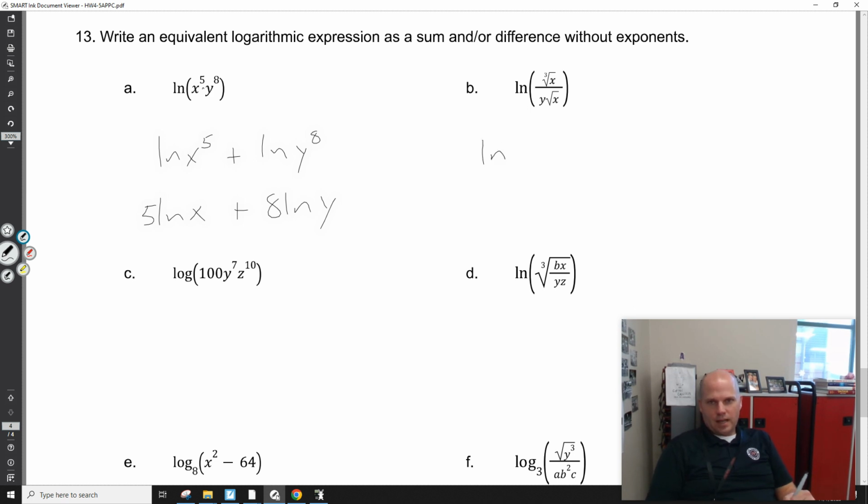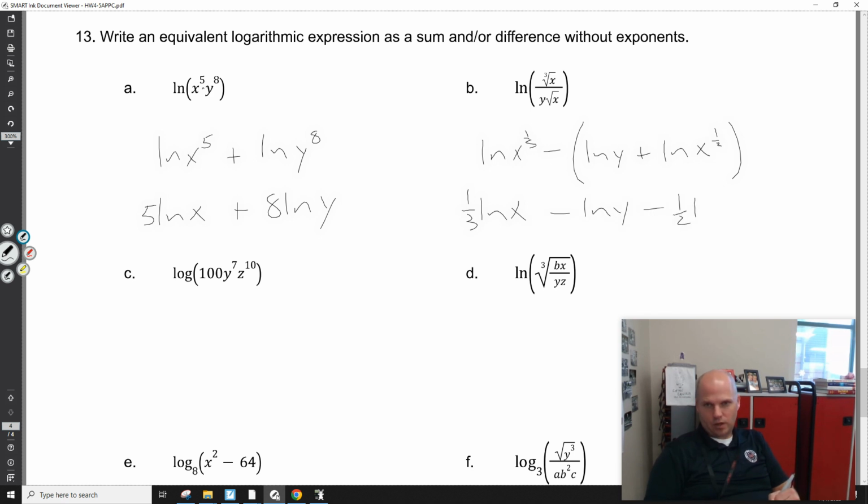This guy I'd write as x to the 1/3 minus, this is important, there'd be a quantity of this guy and that guy, which means we're dividing by both of them. So I have minus log y minus x to the 1/2. Probably would finish that off by minus log y minus 1/2 log x.